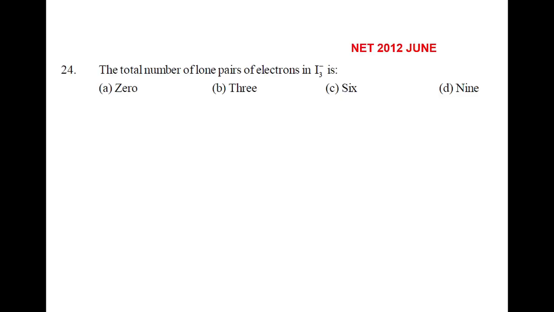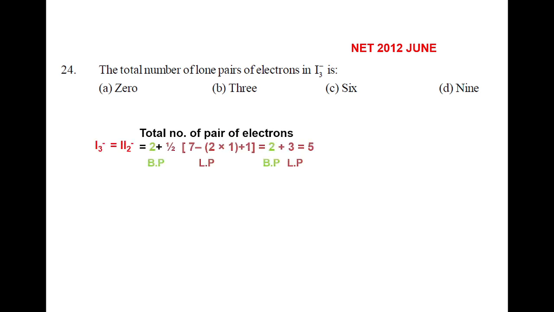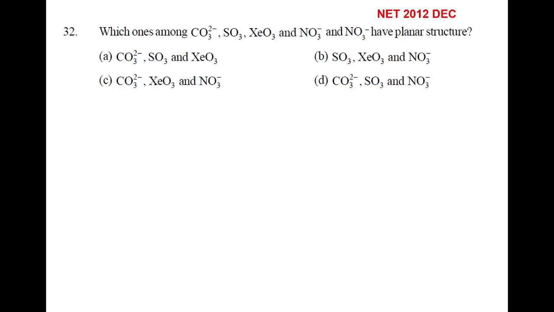So if we talk about another question, the total number of lone pairs of electrons present in I3 minus, very simple. 2 plus 3, 3 lone pairs of electrons are present in I3 minus. Structure is linear. So answer number B. Then we will move to another question.